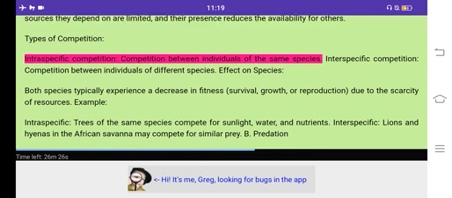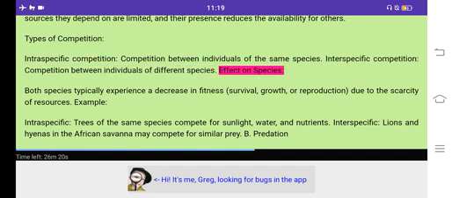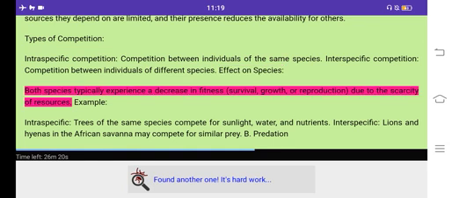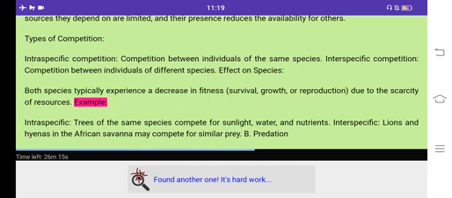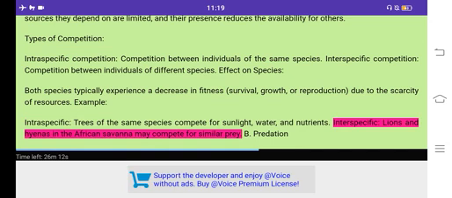Types of competition. Intraspecific competition: competition between individuals of the same species. Interspecific competition: competition between individuals of different species. Effect on species: both species typically experience a decrease in fitness, survival, growth, or reproduction due to the scarcity of resources. Example. Intraspecific: trees of the same species compete for sunlight, water, and nutrients. Interspecific: lions and hyenas in the African savanna may compete for similar prey.